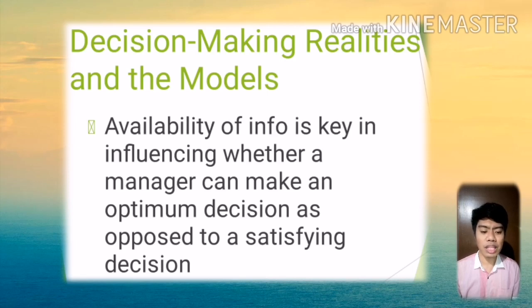It says there that availability of info is key in influencing whether a manager can make an optimum decision as opposed to a satisfying decision. Organizational reality is not usually as chaotic as suggested by the garbage can model, but often not as rational as the behavioral view and rarely as rational as the classical view. The decision-making realities and the models: availability of info is key in influencing whether a manager can make an optimum decision as opposed to a satisfying decision.